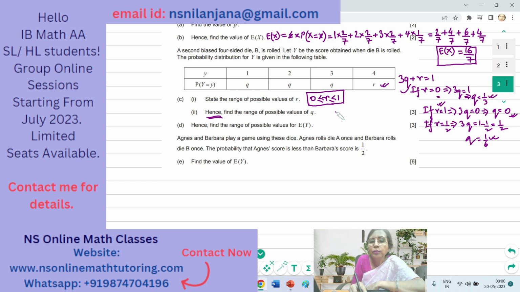So 0 and 1/3. See, even though Q is a probability, Q cannot be equal to 1. Because if Q is equal to 1, in the expression 3Q plus R equal to 1, 3Q will give us 3 times 1, which is 3. 3 plus R equal to 1 means R should be equal to -2, and a probability cannot be a negative number. So even though Q is a probability, Q cannot have a value of 1. That is why they are saying range of possible values. R can have any value between 0 and 1, but Q cannot.